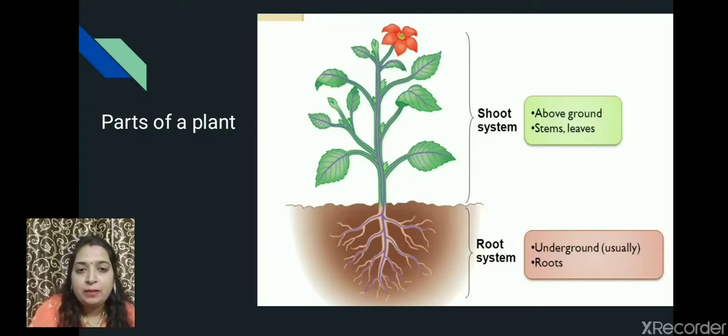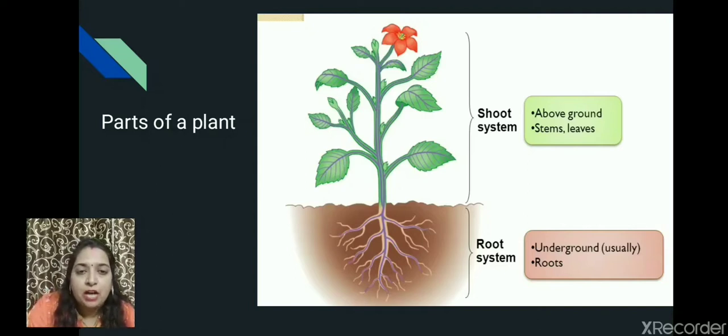Children, if you see any plant, like any tree or any small plant, you see that only the upper portion which is above the ground is visible to you. Is the lower portion which is below the ground visible to you? No, it is not visible because it is under the soil. So on the basis of this, a plant is divided into two systems.